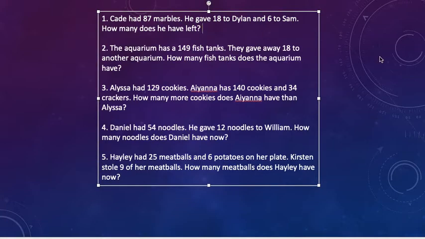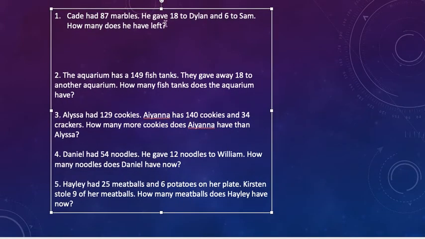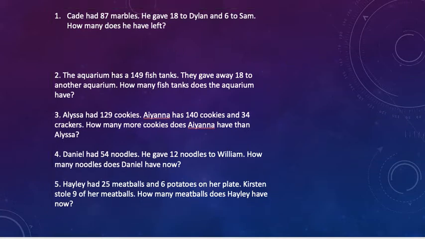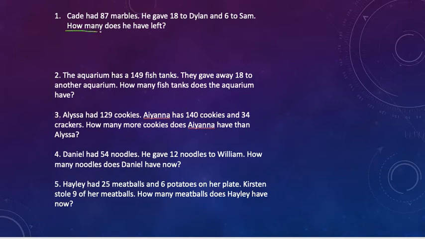All right, our first problem says, Cade had 87 marbles. Sorry about that. He gave 18 to Dylan and 6 to Sam. How many does he have left? So, I just want to go ahead and underline. We have how many and left. Those are just some key words just to be mindful of to know that, okay, I will need to subtract for this problem.